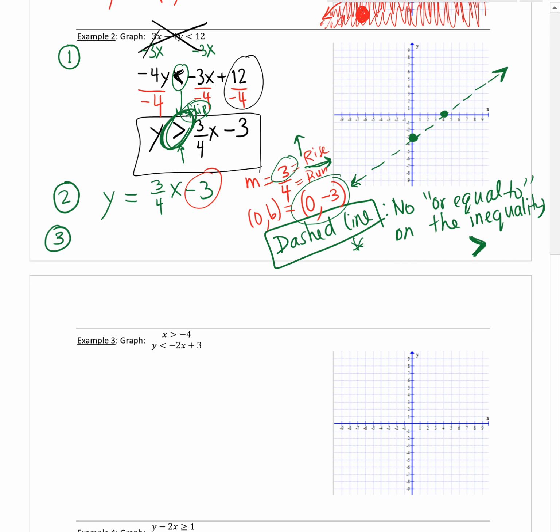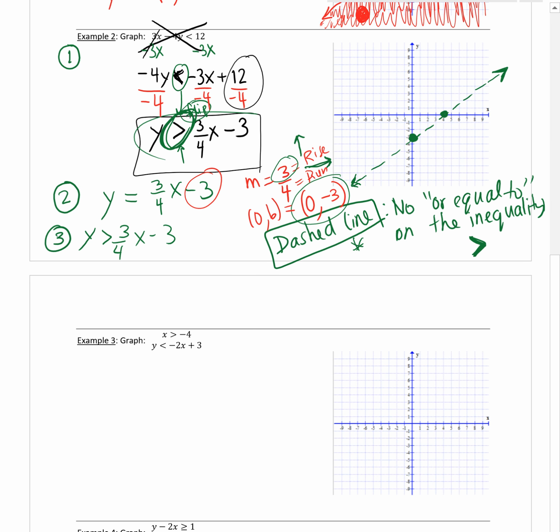Alright, then the finishing touch is the very last step. You don't really have to write this out if you want to just keep this in mind. You're going to try to figure out, am I shading above the line or below the line? Well, our inequality, after I got y by itself, was boxed here, but I'm going to write it again. y greater than 3/4 x minus 3.